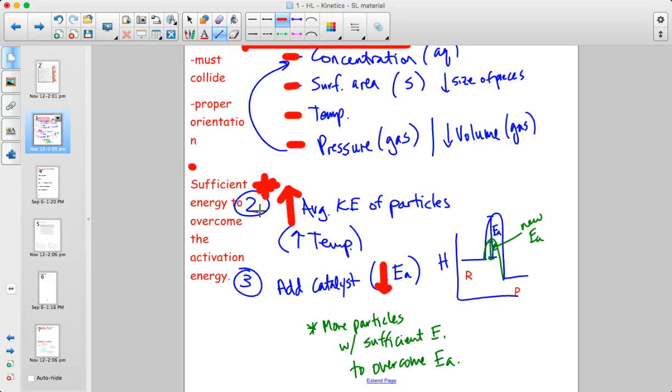So notice that for reasons 2 and 3, the increase in temp or a catalyst, you could really end up saying the same reason in the end, that more particles would have enough energy to overcome the activation energy. So that's kind of the theory part of it. These are the questions you get where they ask you what's going to happen to the reaction rate and why, and that's the wording that you'd use to explain it.